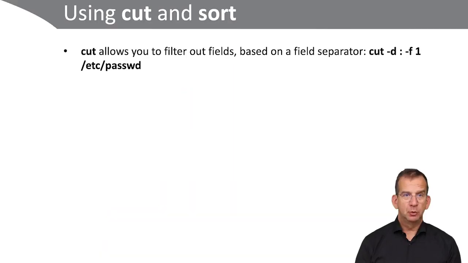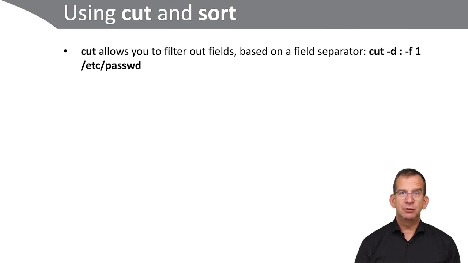In this video we are going to explain some common utilities to deal with text, which are cut and sort. So what are these about? Cut allows you to filter out fields based on a field separator. The example that you see on the slide, cut -d colon -f1 on /etc/passwd. Now what is /etc/passwd? /etc/passwd is a file that contains lines. In these lines we have fields, and between these fields a colon is used as the field separator. So if we want to identify the first field, you can use cut -d colon -f1.